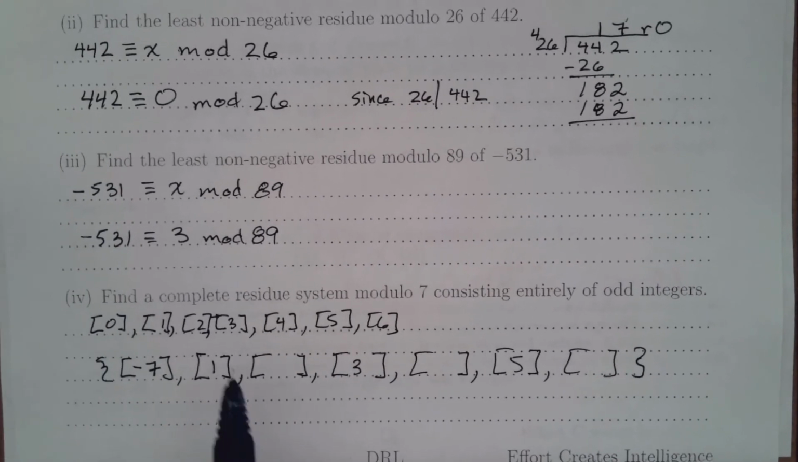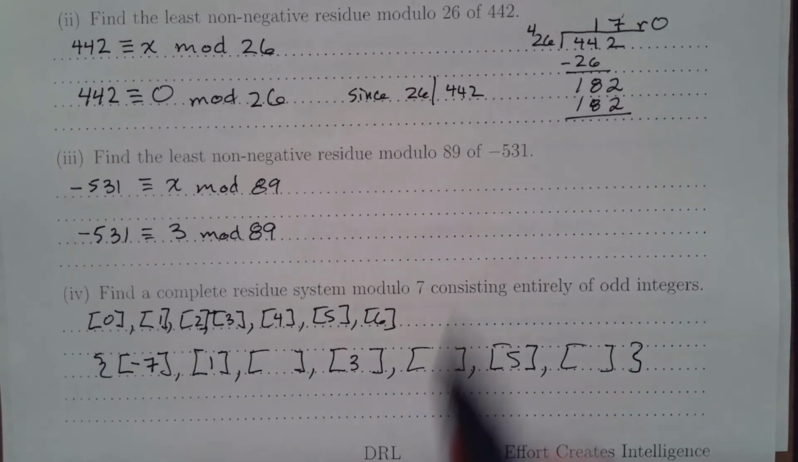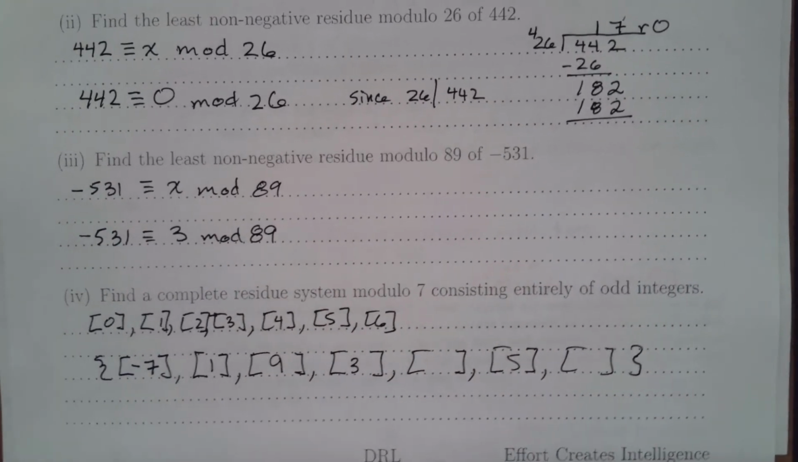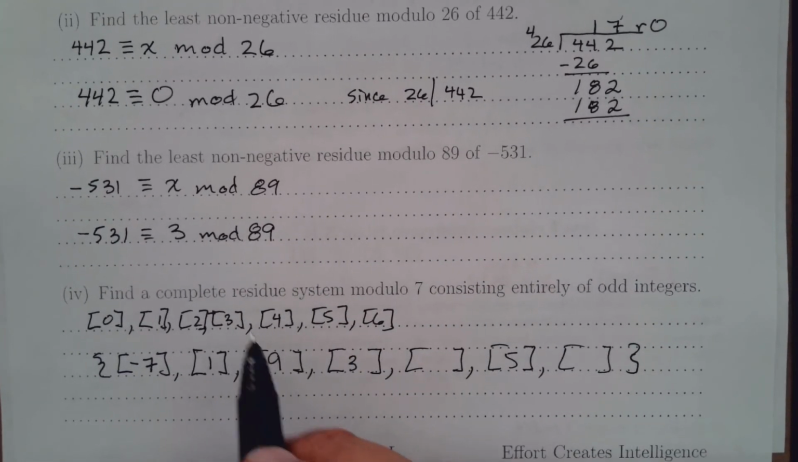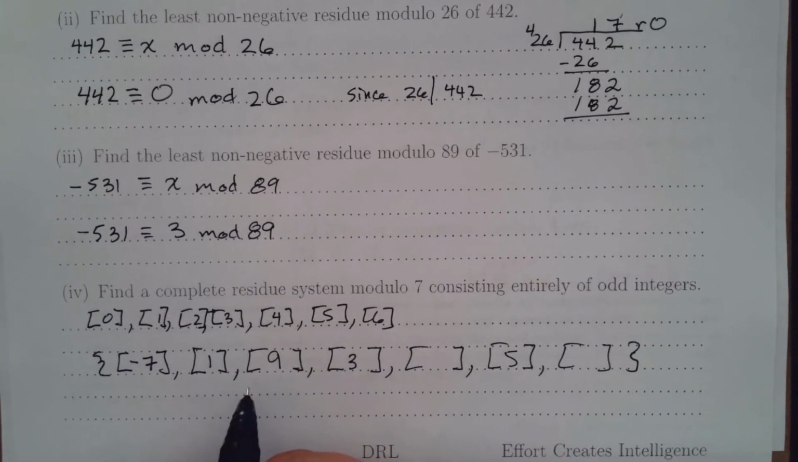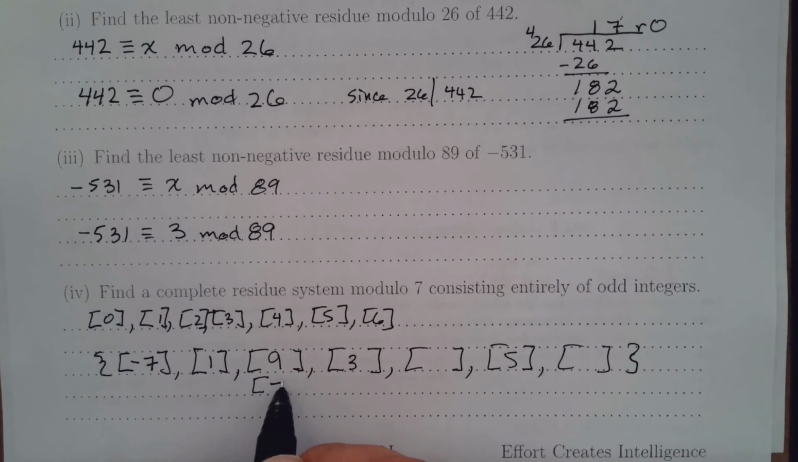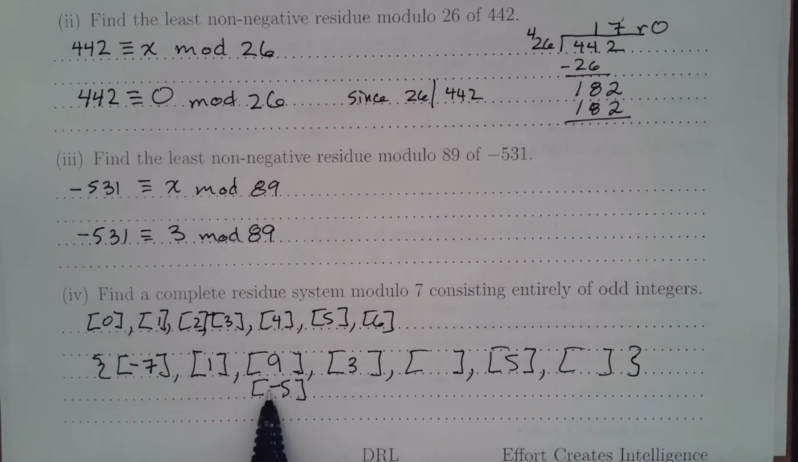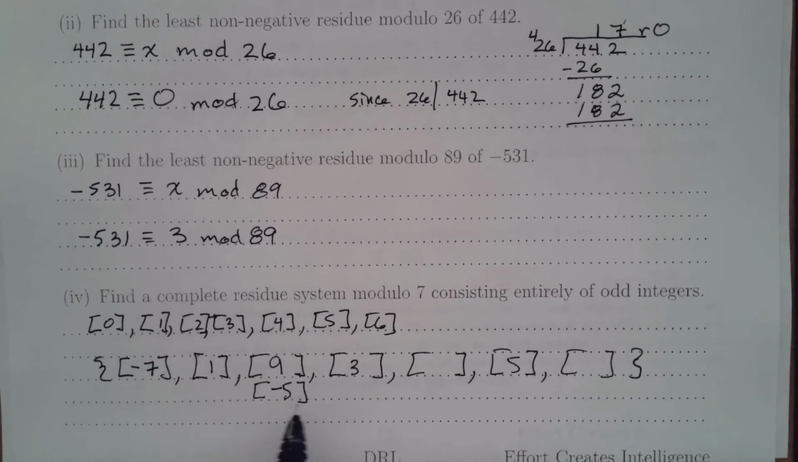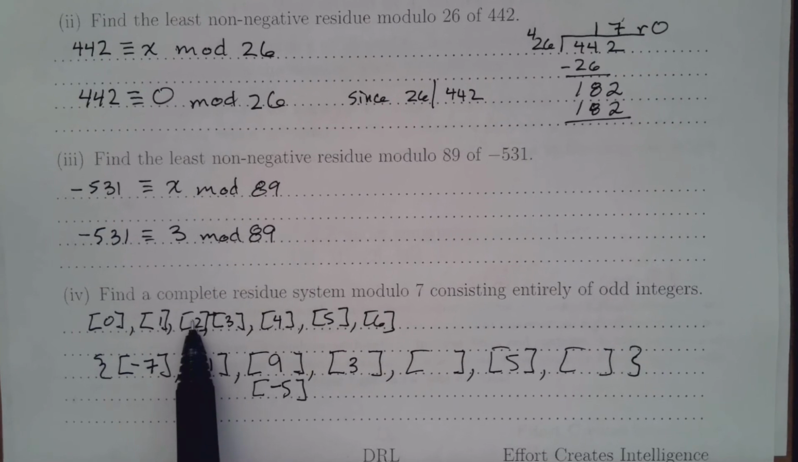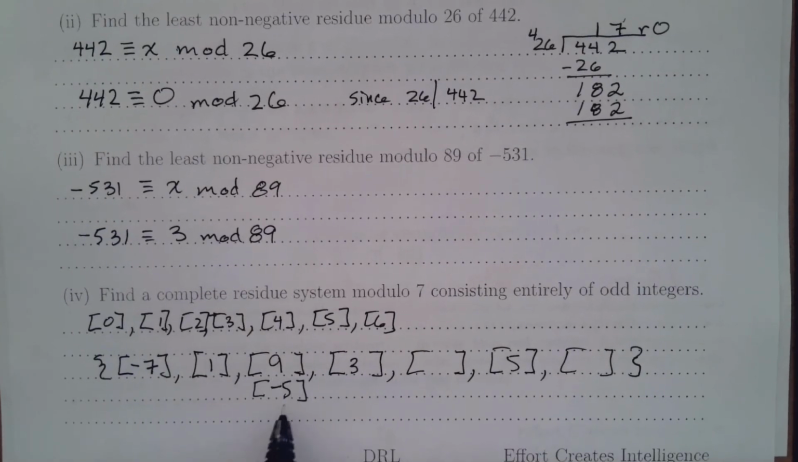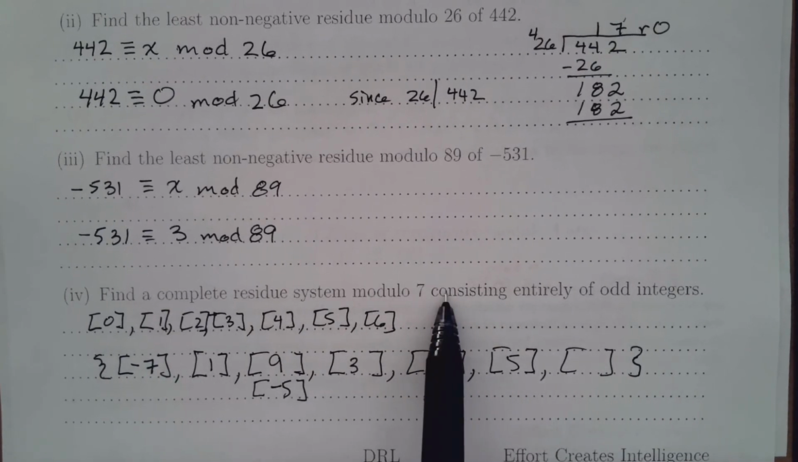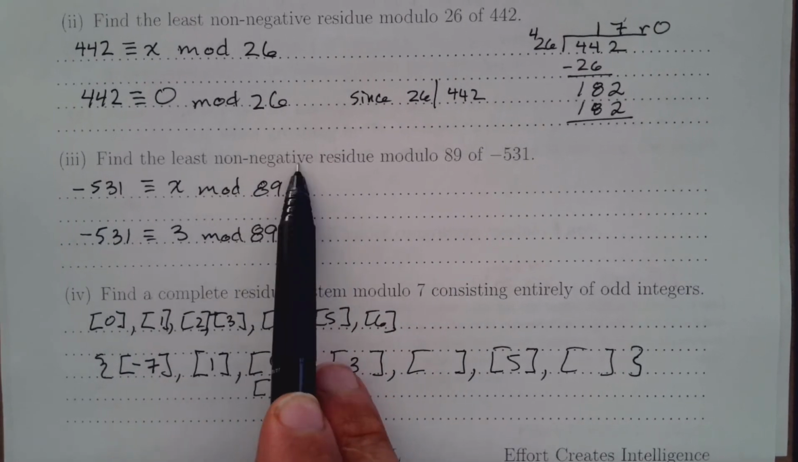Right? So then for 2, if I add 7 to 2, that's going to give me 9. And of course, I could subtract 7 from 2, and another possibility would have been negative 5. Negative 5 plus 7 is going to be 2, and 2 plus 7 is going to be 9, right? So it's okay to have positive or negative if the problem doesn't restrict you to being non-negative.